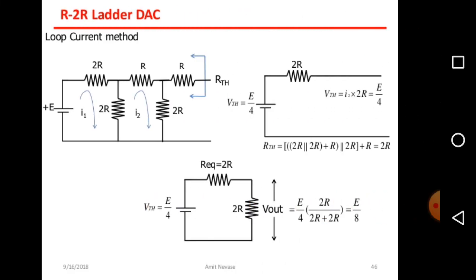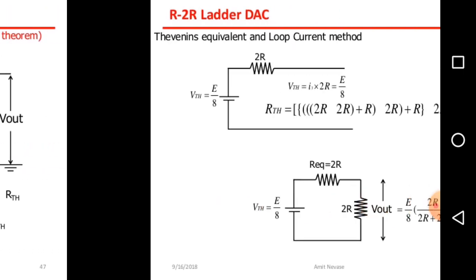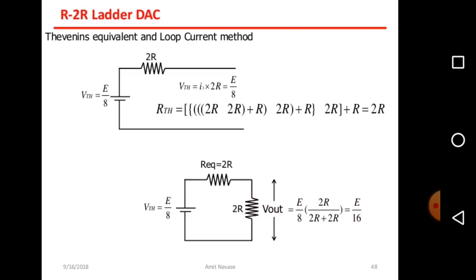You can see the loop current method. You can use the loop current method to solve this equation. Only one source will be active at a time, that is D0 is active. Using the superposition theorem, we can see how the circuit will become. Next, with Thevenin and the loop current method, you will get this reduction in the circuit.